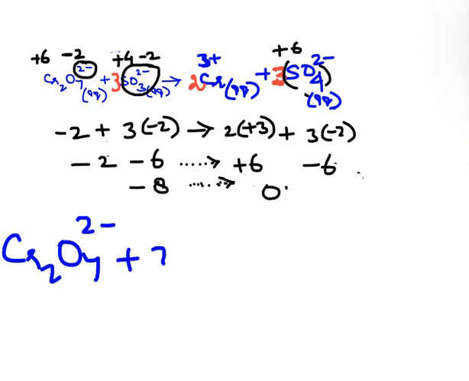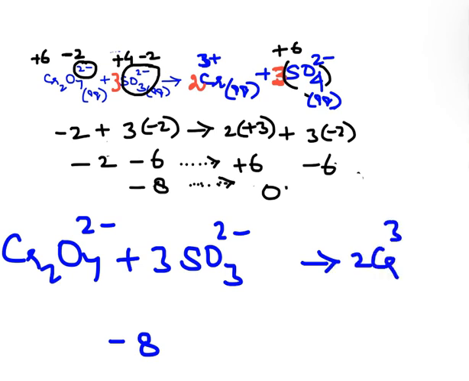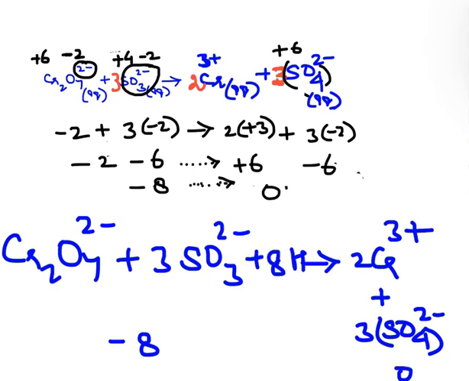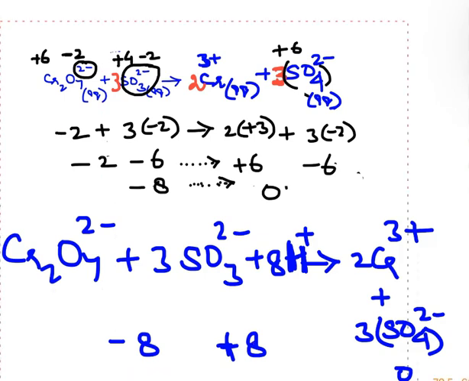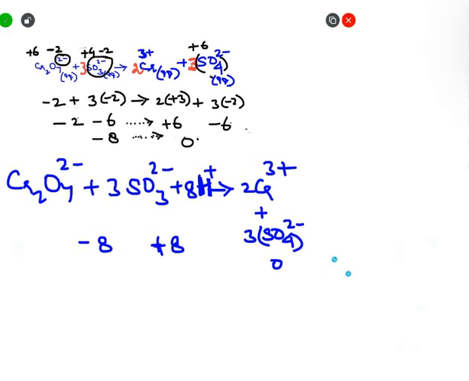Cr2O7 2 minus. We had a negative 8 overall, which gave us 2Cr3 plus and 3 sulfate, right? So this time the charge was 0. Can we add 8H plus? Adding plus 8 on that side will make it 0. So what do I need to do on the right side? We need to bring in 4H2O.